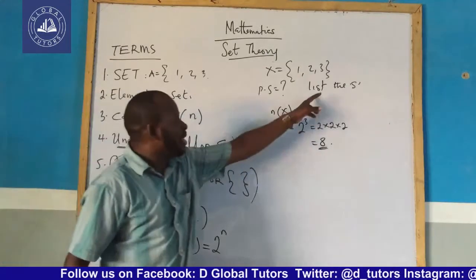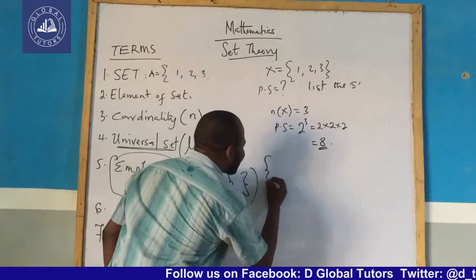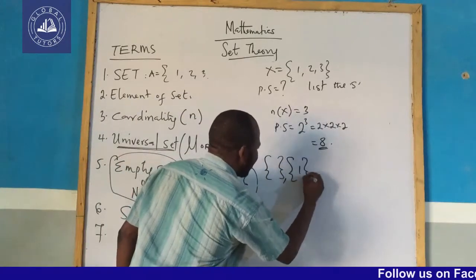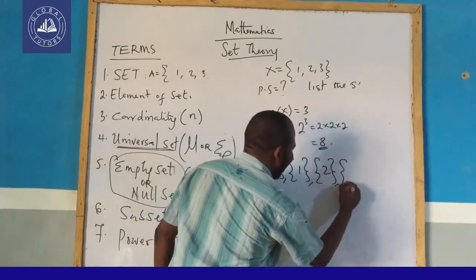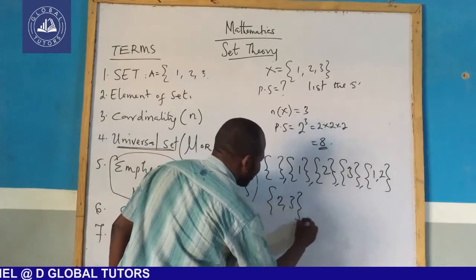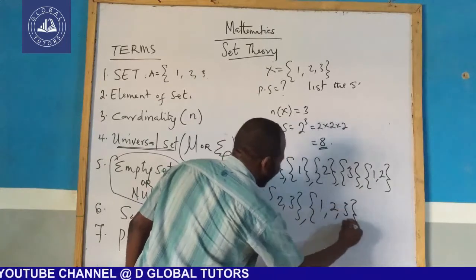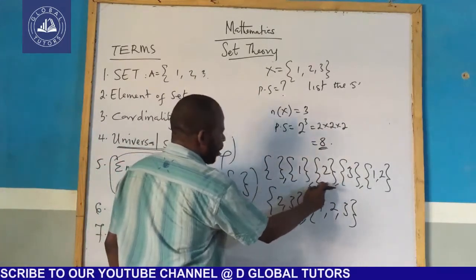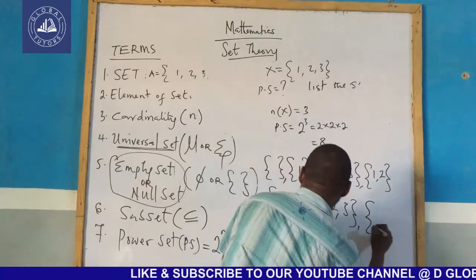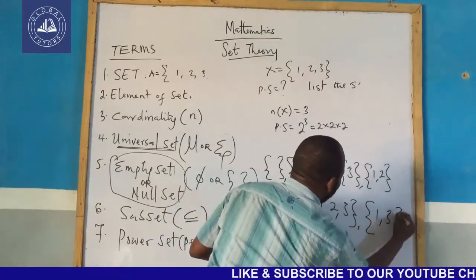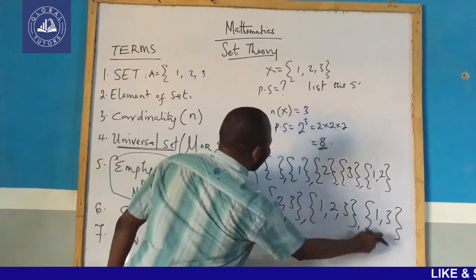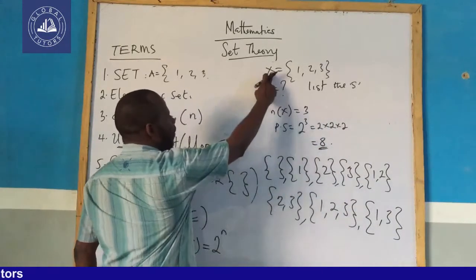Now, the challenge is we are to list the subsets. But remember, the first subset of every set is the empty set. So the first one is the empty set. Then you have {1}. Then you have {2}. Then you have {3}. Then you have {1, 2}. Then you have {2, 3}. Then you have {1, 2, 3}. Let's do the count together. 1, 2, 3, 4, 5, 6, 7. We have 1 more. We have {1, 3}. These are what? The subsets. 1, 2, 3, 4, 5, 6, 7, 8. Must be 8. So these are the subsets of X.